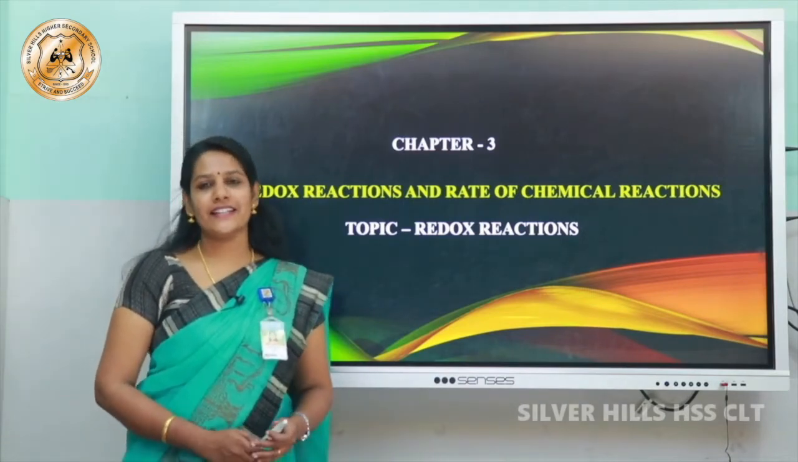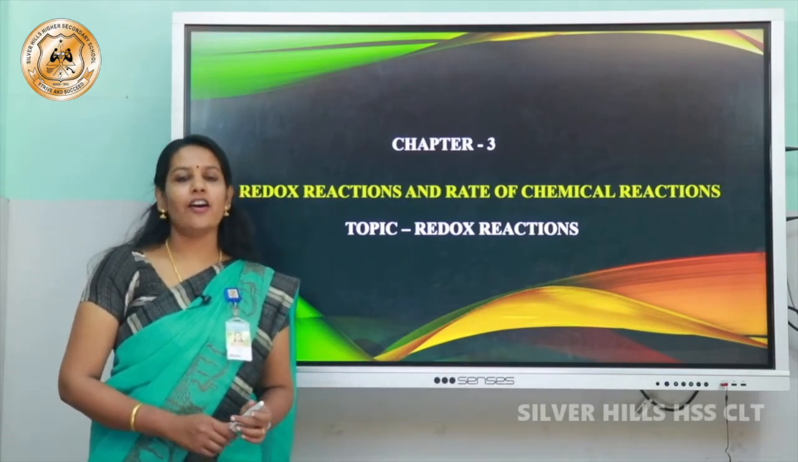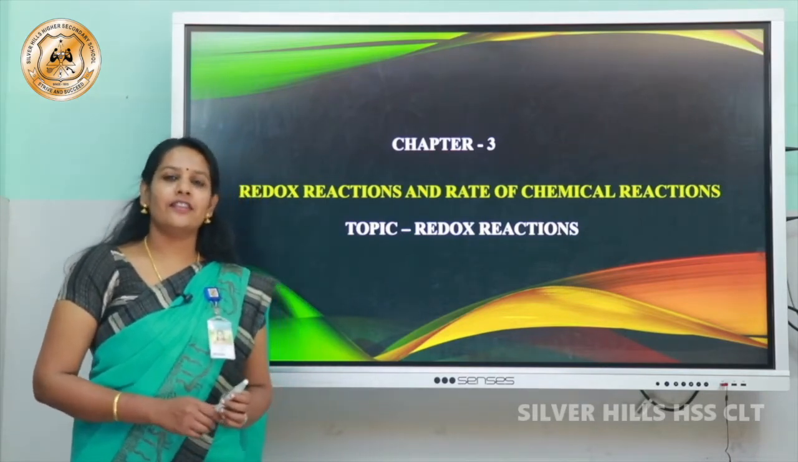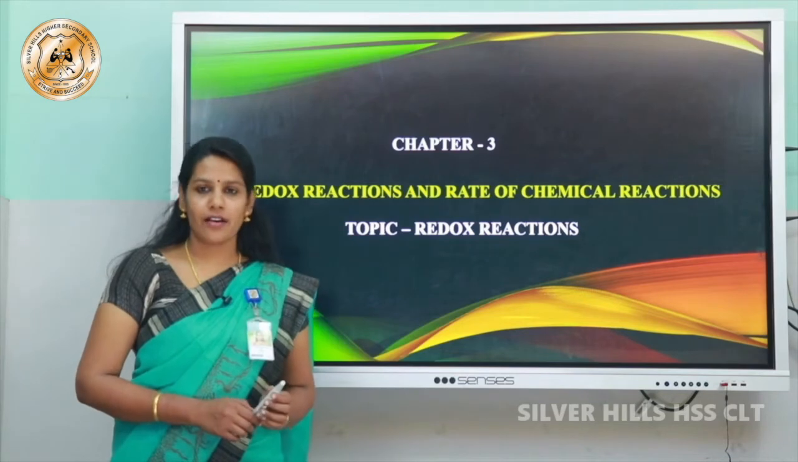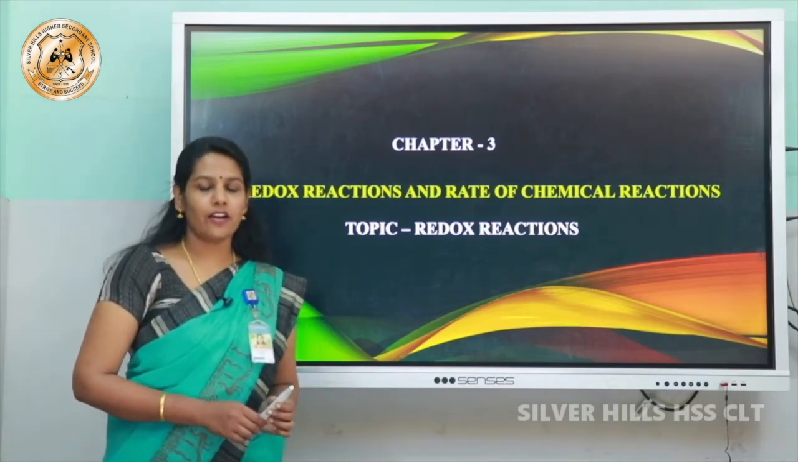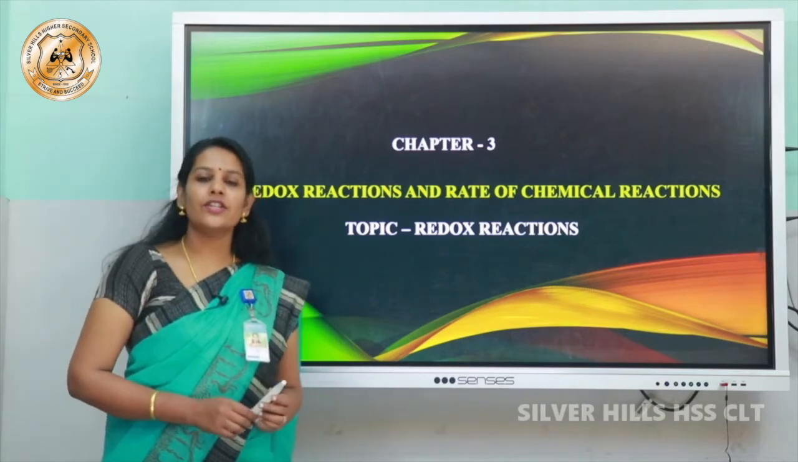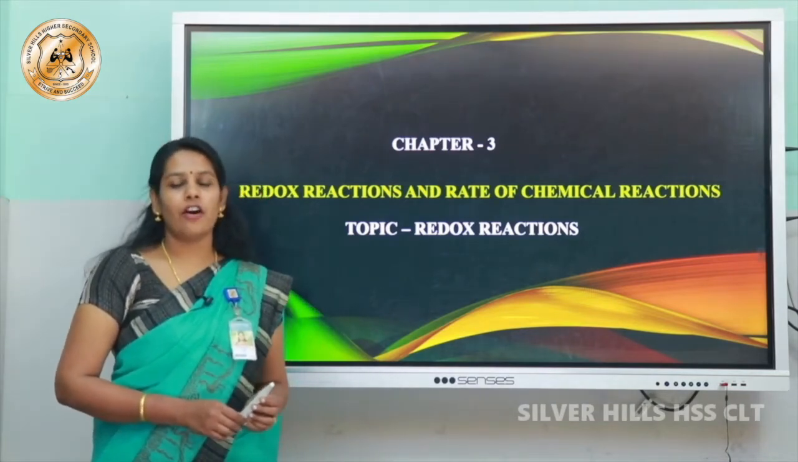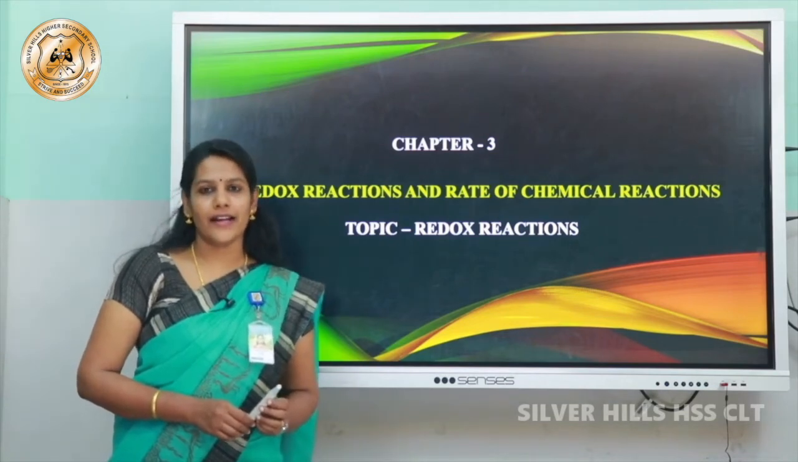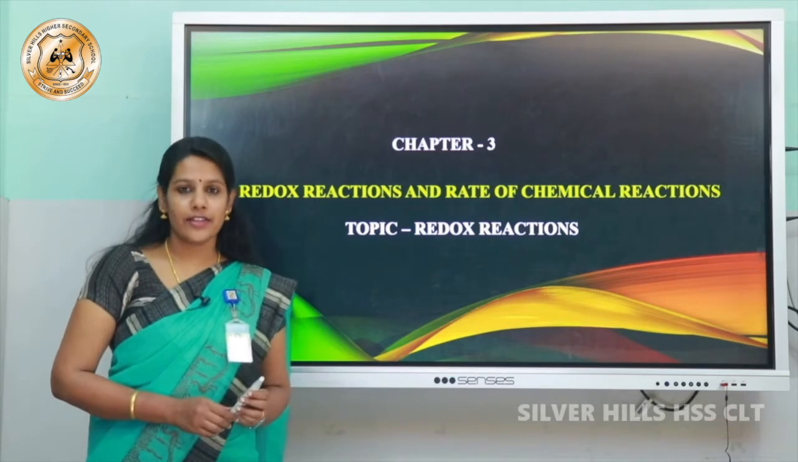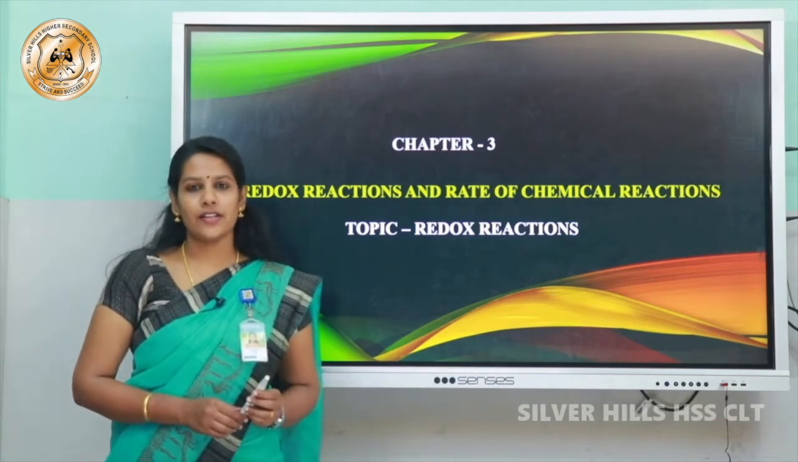Welcome to the second session of Chapter 3, Redox Reactions and Rate of Chemical Reactions. In the first session, we discussed what oxidation number is, the rules to be followed while calculating oxidation number of some common elements, and how to determine the oxidation number of underlined elements. In this session, we will discuss redox reaction in terms of oxidation number.